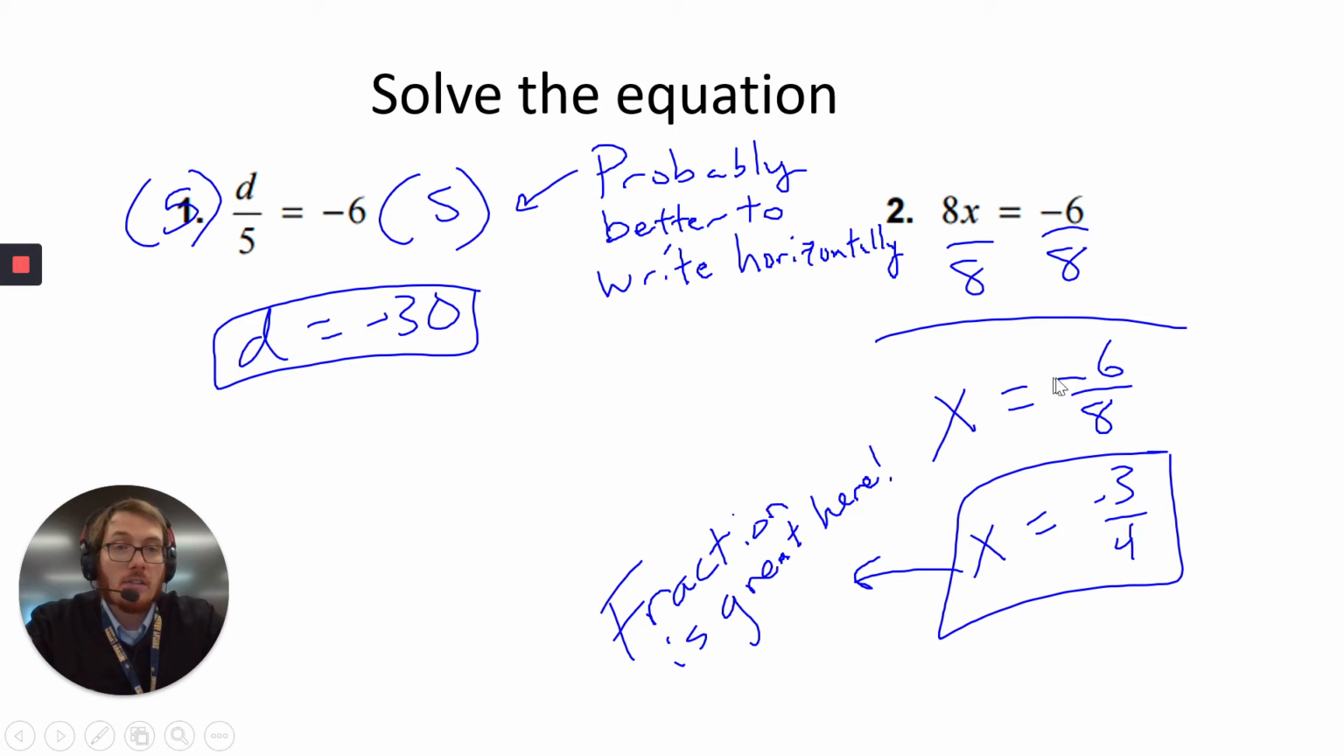Negative 6 over 8, which becomes negative 3/4 or 0.75. But a lot of times, fractions might just be easier to write, especially if you're explaining things or if you have a question that's non-calculator, for example. Okay, the fraction idea works really well, so keep that in mind as you're looking at these questions.